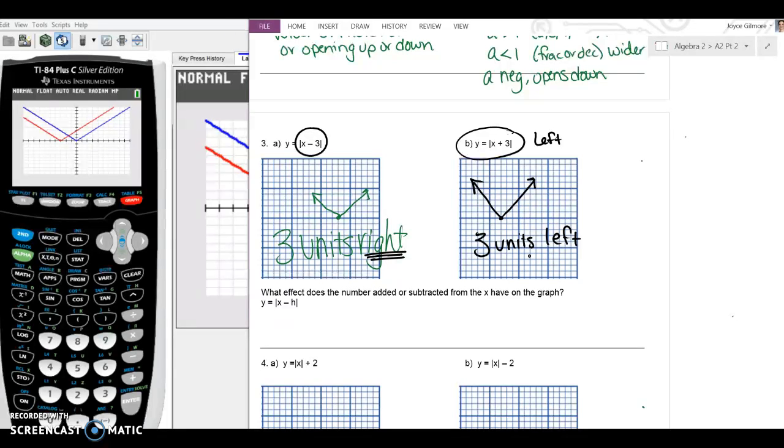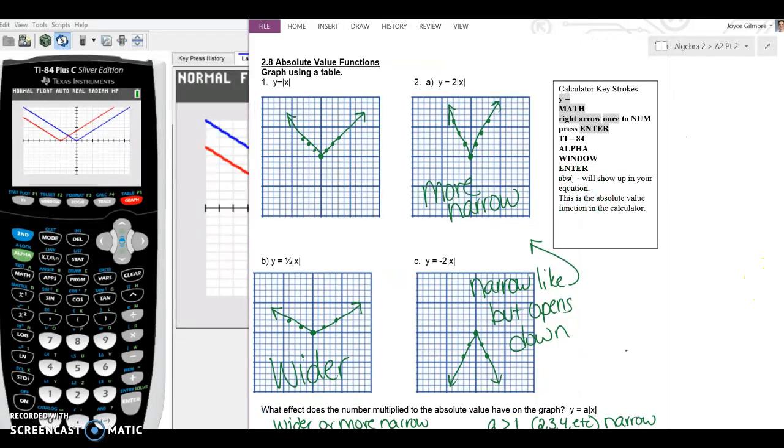So what effect does a number added or subtracted from the x have on the graph? It moves the graph left or right, but we definitely need to put some explanation in here. If we're adding, it actually moves the graph to the left. If we are subtracting, it moves the graph to the right. If this seems backwards to you, it is. Imagine inside the absolute value bars are like the walls of a circus tent, and everything inside those absolute value bars is crazy town messed up backwards. So inside the absolute value bars, it's backwards. If you see minus, it means right. If you see plus, it means left.